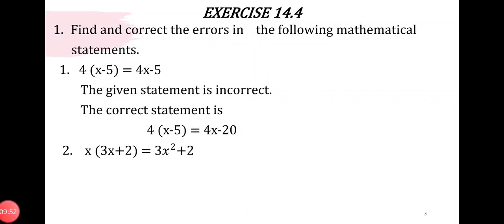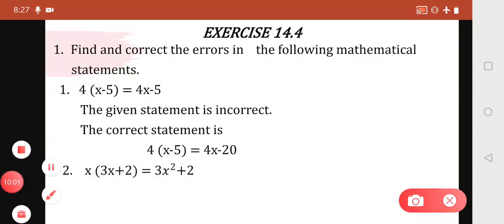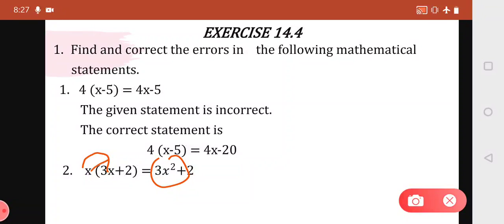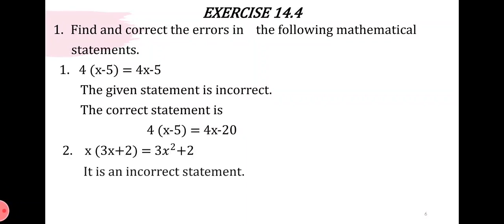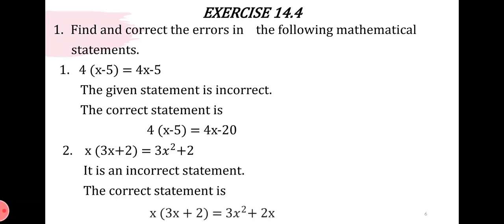So question number 2 is x into 3x plus 2 equal to 3x square plus 2. Again you can see that this is incorrect, because here when we multiply x by 3x, we get 3x square. But when we multiply x by 2, we should get 2x. Here x is missing, so it is an incorrect statement, and the correct statement is x into 3x plus 2 equal to 3x square plus 2x.